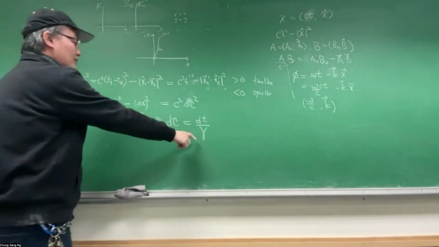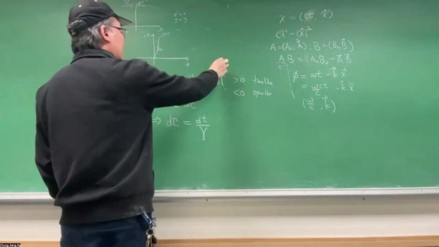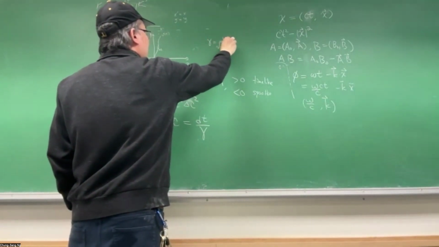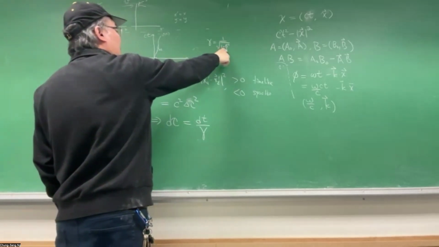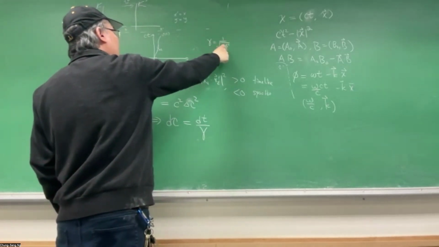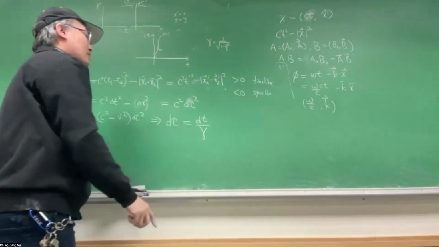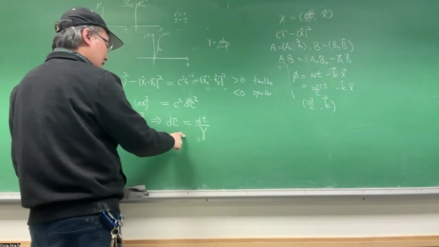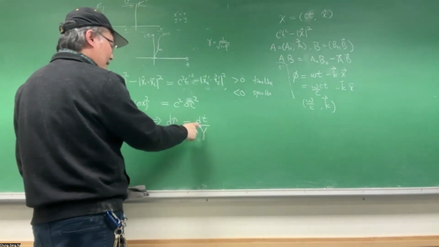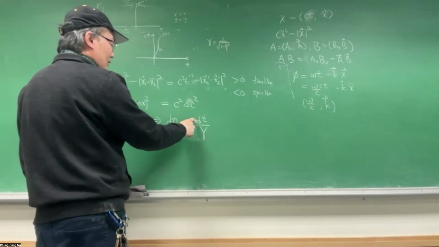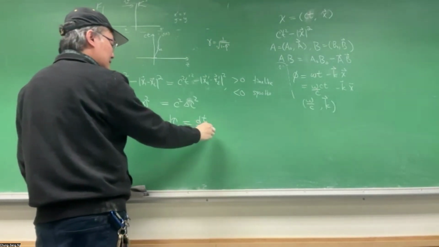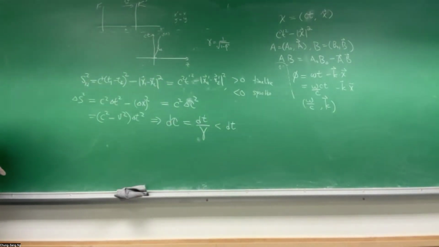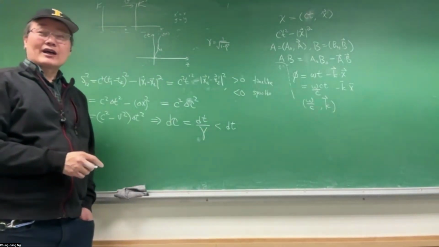Okay, the gamma is always greater than 1. Beta is always less than 1. So the whole denominator is always less than 1, so gamma is always greater than 1. So gamma is greater than 1, so 1 over gamma is less than 1. It means that d tau is always less than dt. And so that is called time dilation.